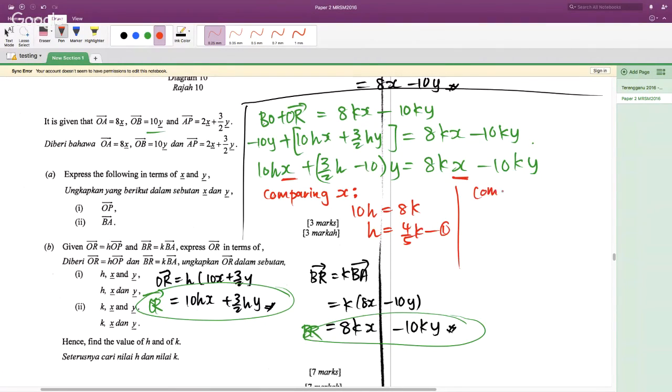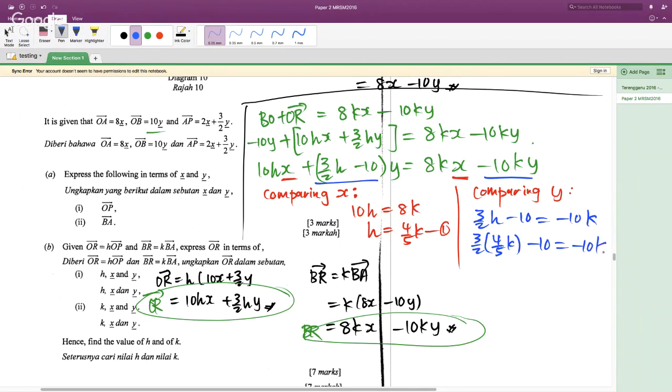Then we'll do the comparing for y. So I will compare y. Let me use blue color. This is y and y. So I have 3 over 2h minus 10 equals negative 10k. Since I have the h here, I'm going to substitute it into it. 4 over 5k minus 10 equals negative 10k.